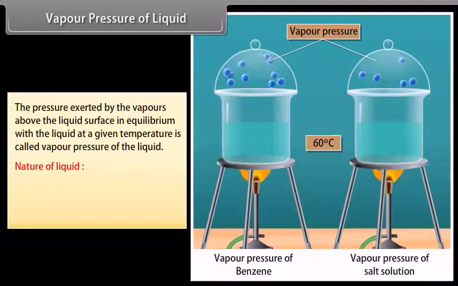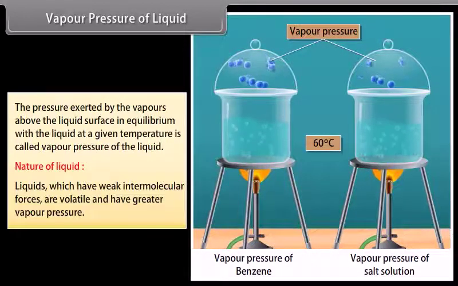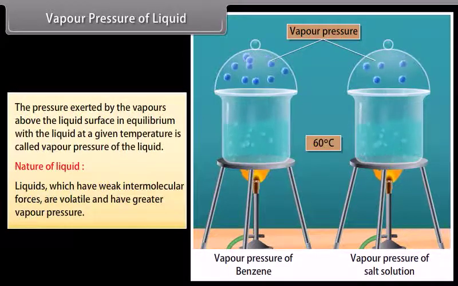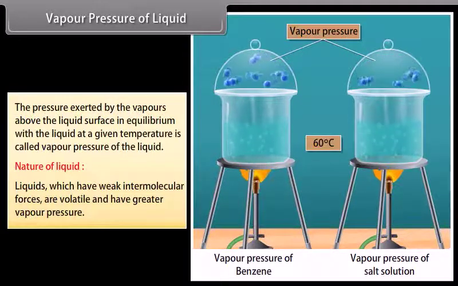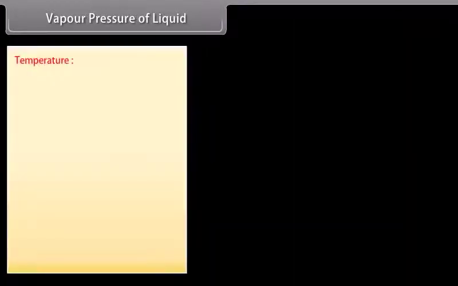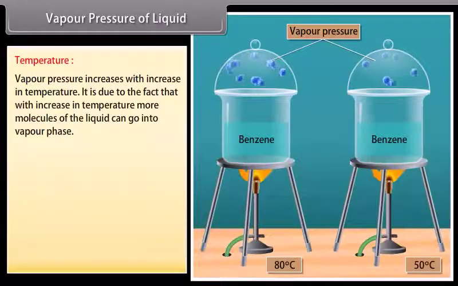Nature of liquid. Liquids which have weak intermolecular forces are volatile and have greater vapor pressure. For example, dimethyl ether has greater vapor pressure than ethyl alcohol. Temperature. Vapor pressure increases with increase in temperature.